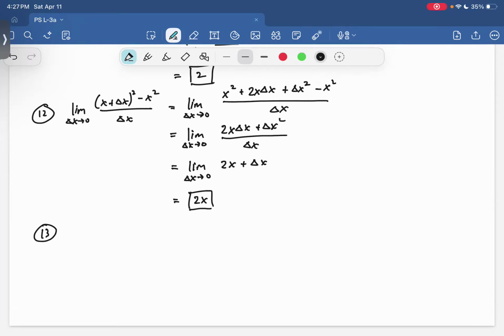13. Here you can directly plug it in, and you're going to get 5 over 5, which is 1.